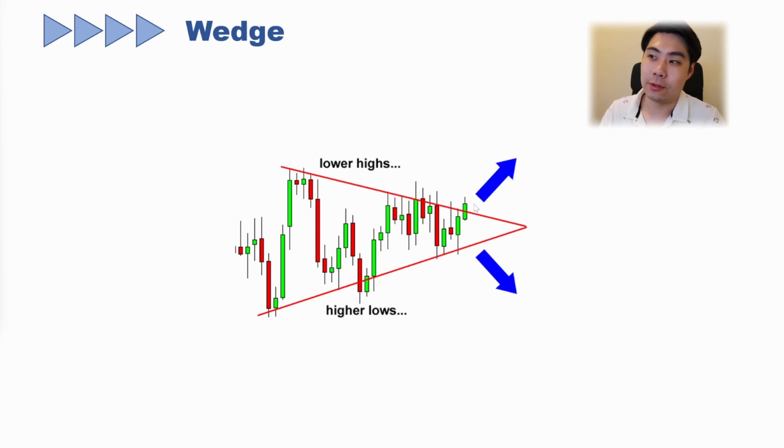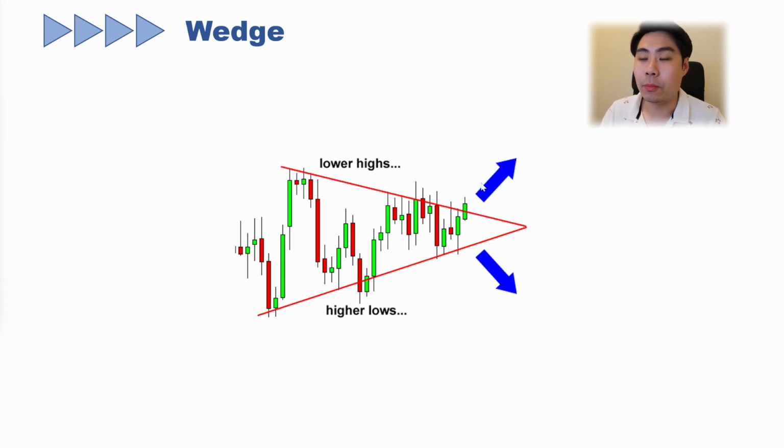Many people will watch this pattern, and you may ask, okay, is it going to go up? Is it going to go down? What's Austin going to tell me? Well, I don't know. Nobody really knows. It could go up and it could go down. It could be either or. So we just have to be patient and wait for it to break in one direction.